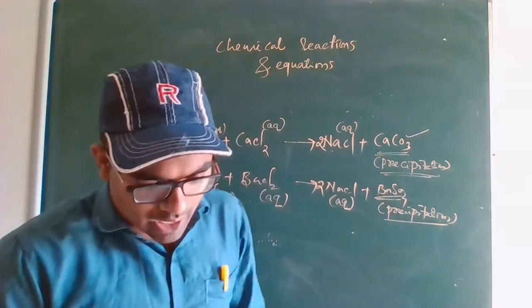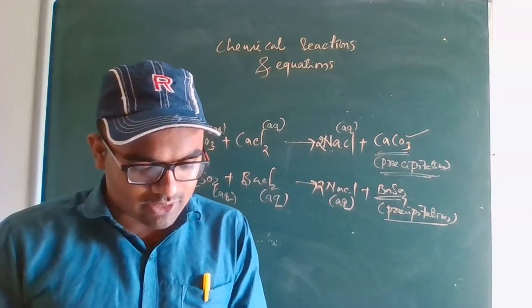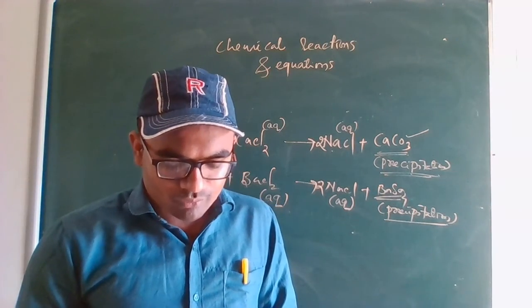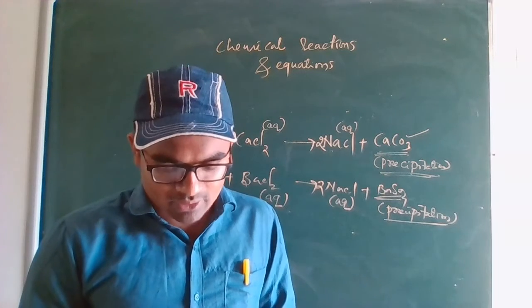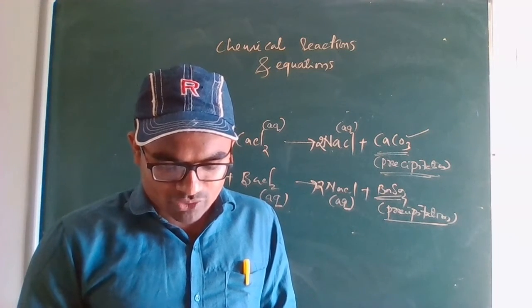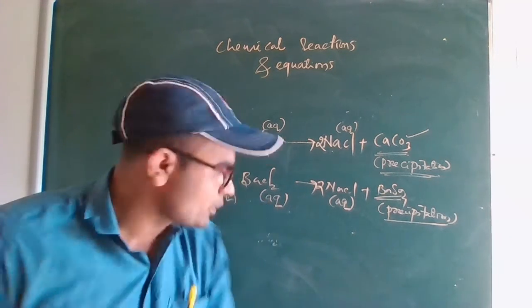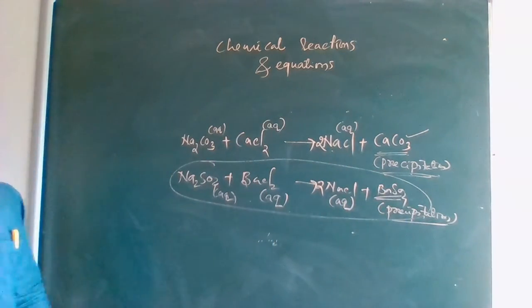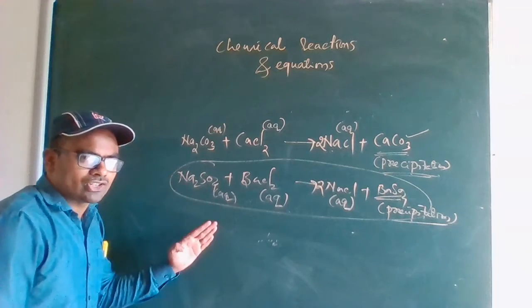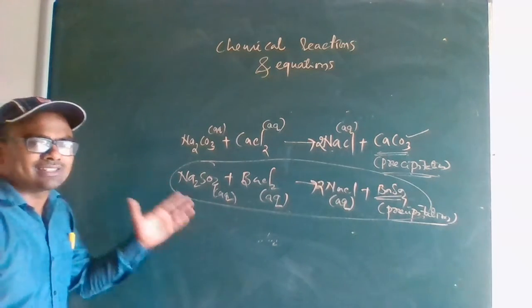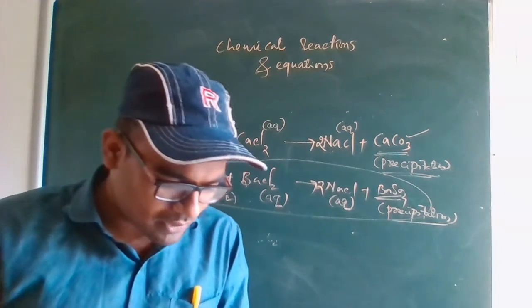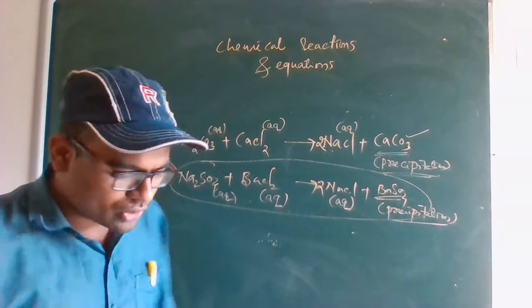In double displacement or single displacement, you have to write examples there. For example, CuSO4 plus Zn, and Na2SO4 plus BaCl2. This is an example for a precipitation reaction and also an example for a double displacement reaction. For single displacement I will give you the example CuSO4 plus Zn.